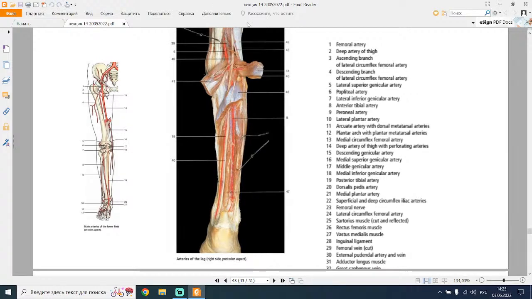What you see is arteria poplitea, arteria tibialis posterior, arteria peronea, or fibularis. Arteria tibialis anterior, this is posterior. This is the knee.